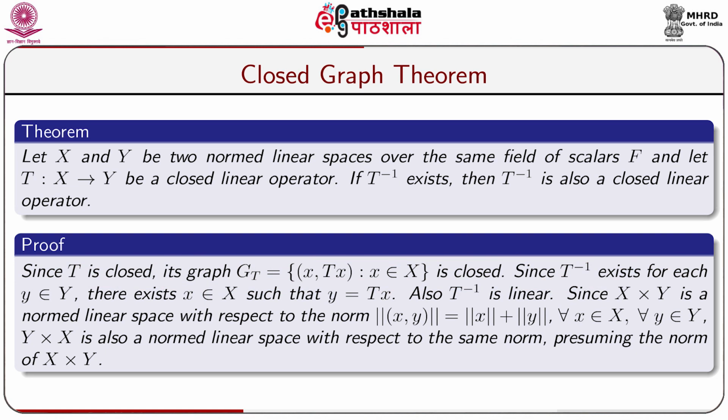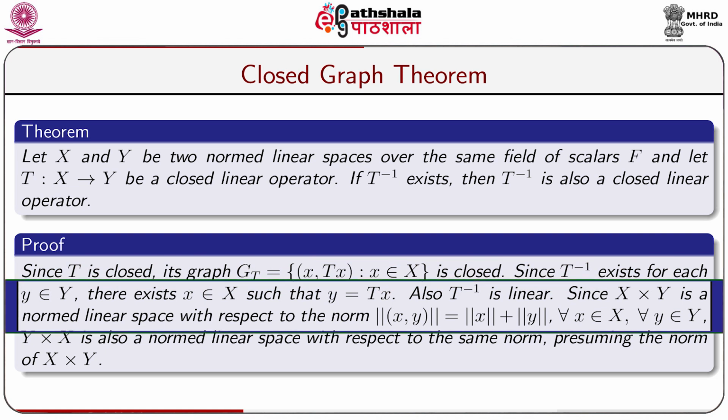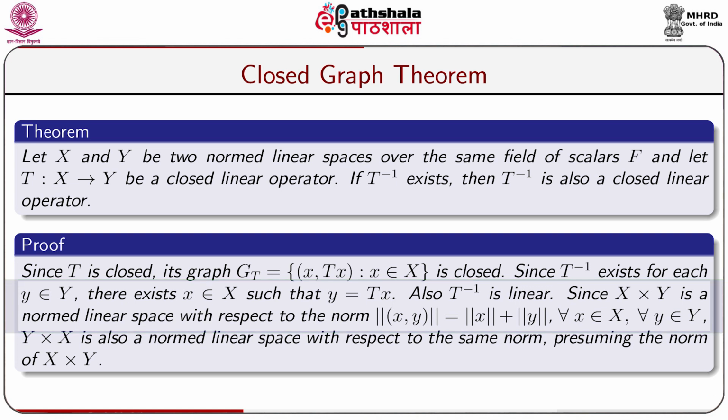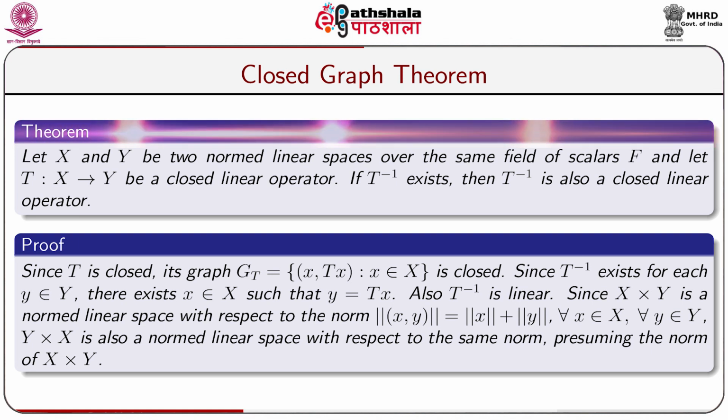Since the inverse of T exists, for each y belonging to capital Y, there exists x belonging to capital X such that y is equal to Tx. Also T inverse is linear. Since X cross Y is a normed linear space with respect to the norm given by norm of the pair (x, y) is equal to norm x plus norm y, for all x belonging to X and for all y belonging to capital Y, Y cross X is also a normed linear space with respect to the same norm, presuming the norm of X cross Y.